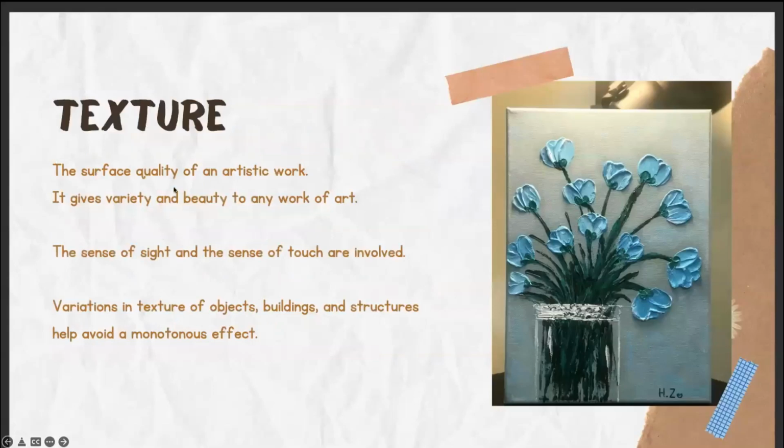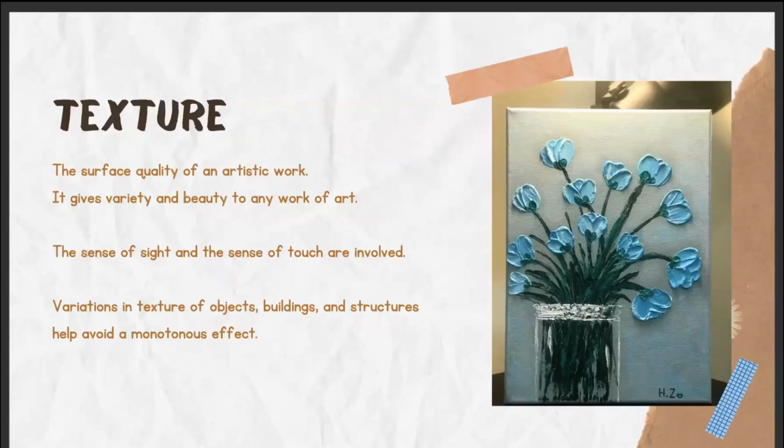Texture, the surface quality of an artistic work. It gives variety and beauty to any work of art. Usually, class, when we talk of texture, what comes to our mind is rough or smooth. How do you know it's rough or smooth? You just touch it. Even if you're just closing your eyes, you can say whether it's rough or soft, rough or smooth by touching it.